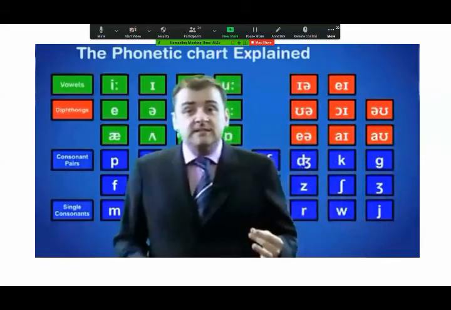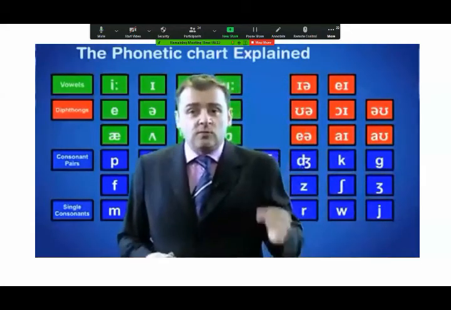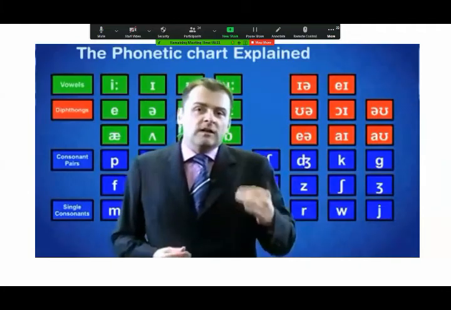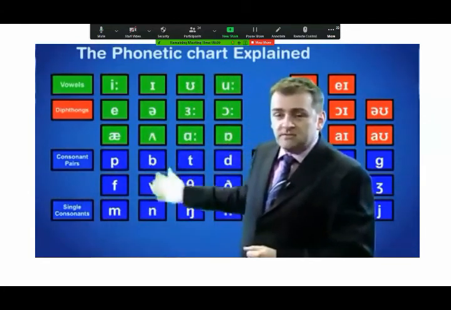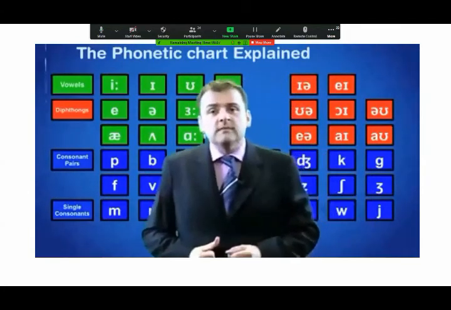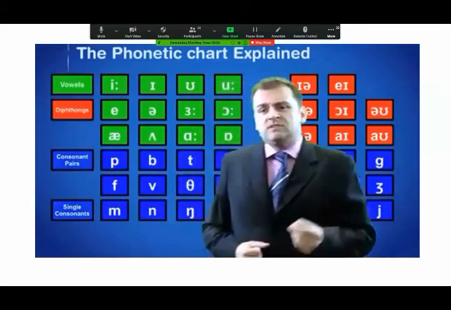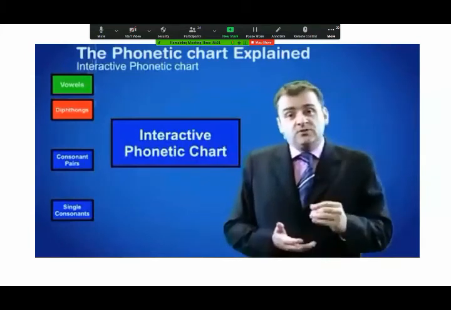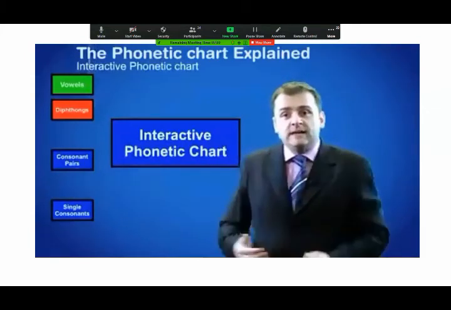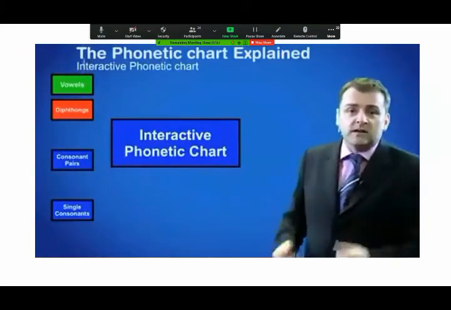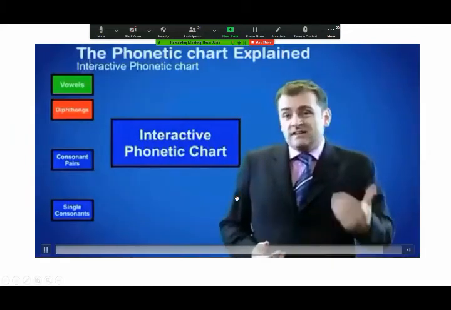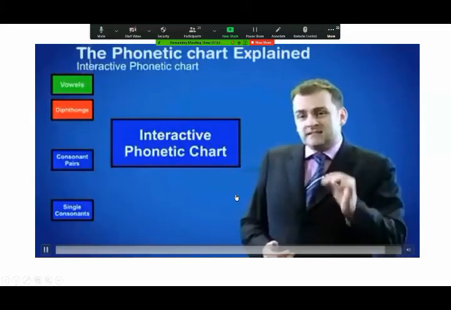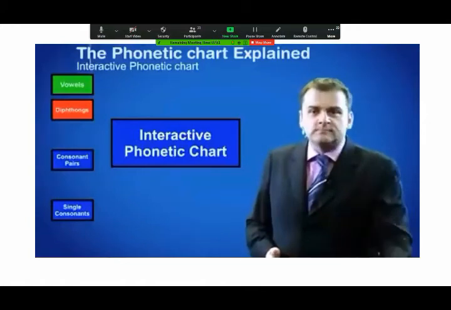For an even more detailed explanation of one of the sections, click on one of the annotations on the left of your screen. We've also produced an interactive chart using YouTube's annotations, so you can click on a symbol and it will jump to the part of the video and play that sound. So you can listen over and over again to the sounds that you want to study.